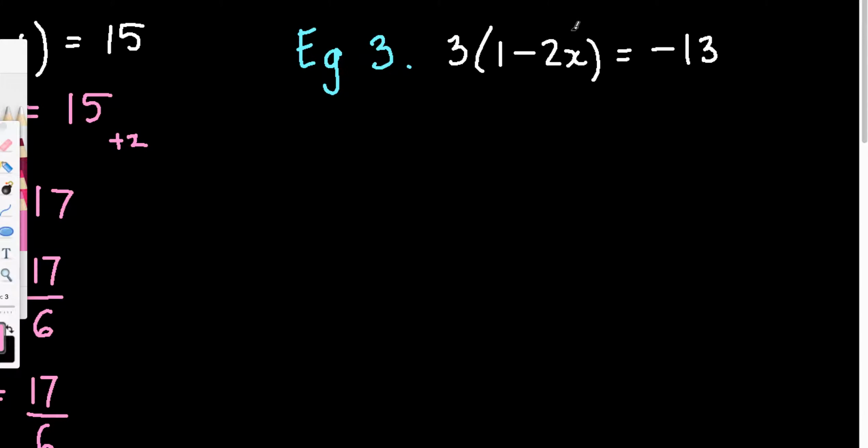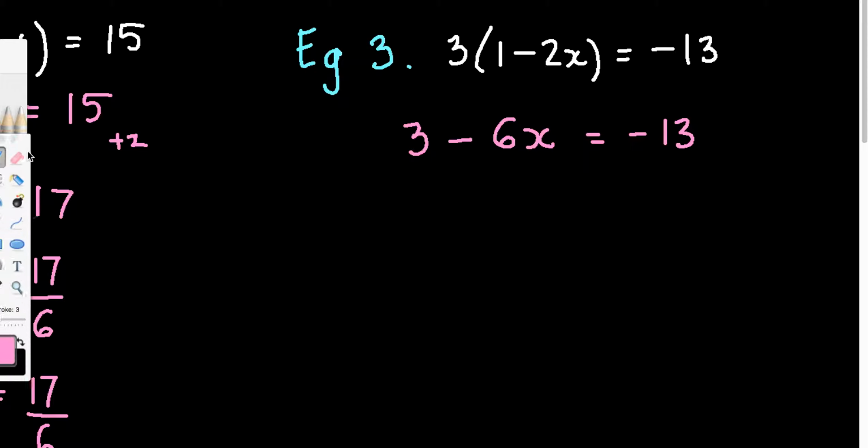Moving across now, here we've got three lots of this, what's in this bracket here is equal to negative 13 now. So just be careful of that negative, make sure you've noticed that it's there. Let's expand. 3 times 1, 3 by negative 2x will give me negative 6x, and that's equal to negative 13.